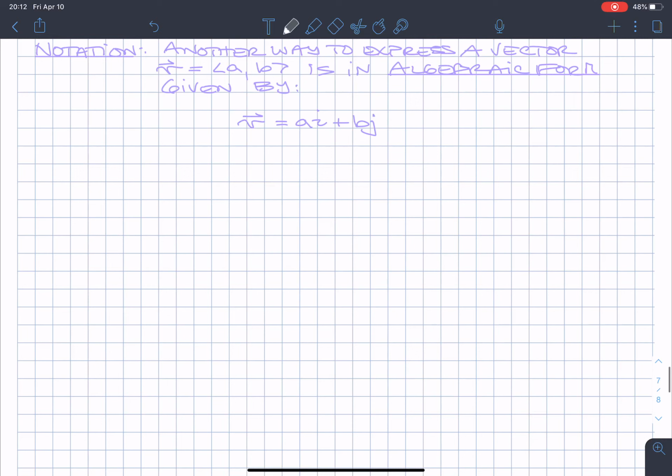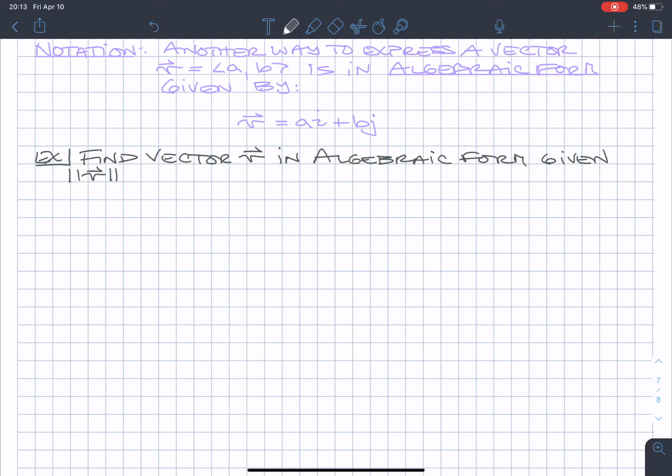Okay, so for example, let's find vector v in algebraic form, given that the magnitude of vector v is 6 and the angle theta is 7 pi over 6. Okay. So we want to find A and B.